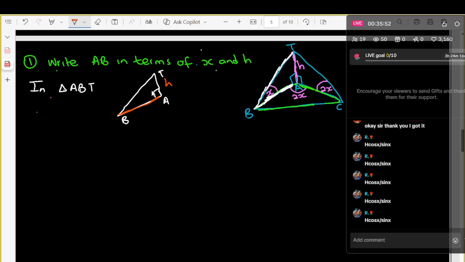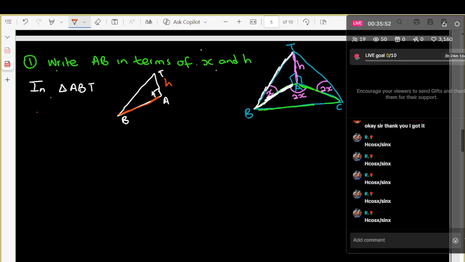Then I'm going to write it down and say the tan of what? This angle here is given as X. So the angle is given as X. This will be the tan of X. It's equal to, according to SOHCAHTOA, the opposite, which is H, all over the adjacent, which is what? AB, the length that you are looking for. This is AB.